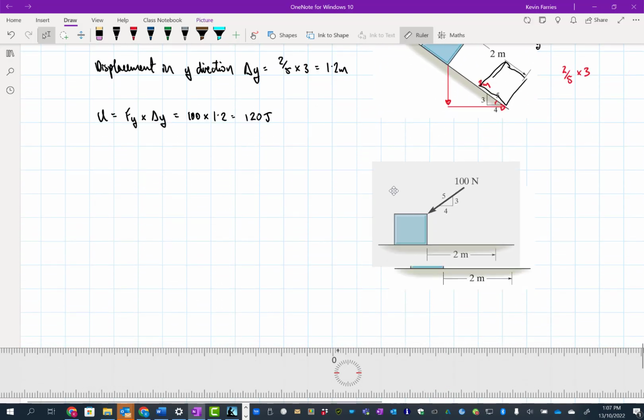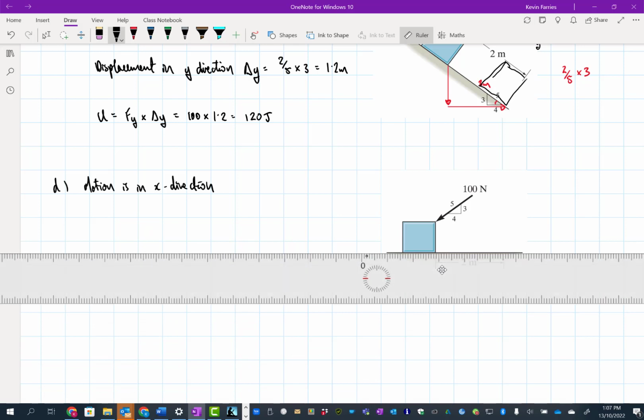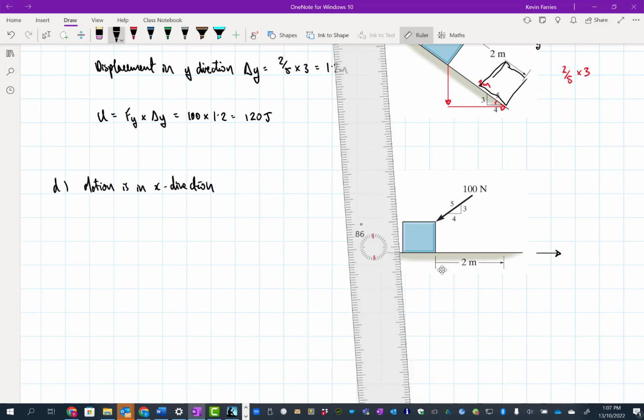So this is similar to the first one. It makes more sense to find the component of the force in the direction of travel rather than trying to find the component of the displacement in the direction of the force, which doesn't really mean as much, it's not so intuitive. And so let's just say D. So motion is in x direction. And let's just show our x and y axes, just show people what we're assuming here. So this is x, this is y.